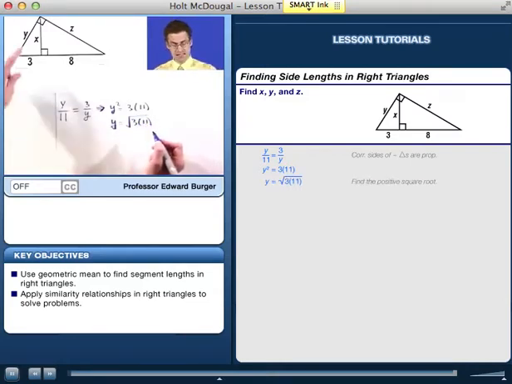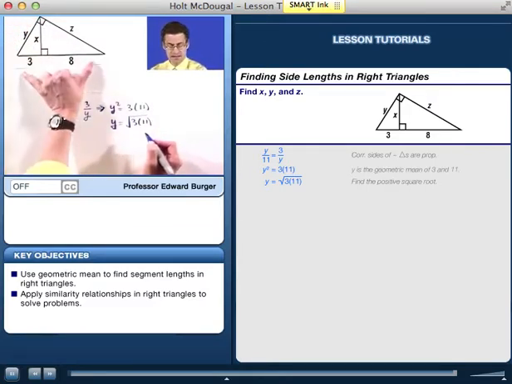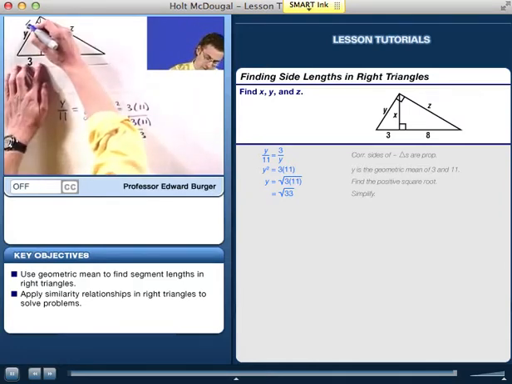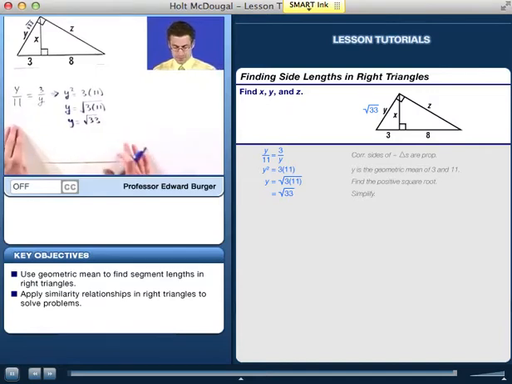And what do I see? I see that y, in fact, is the geometric mean of 3 and 11. Isn't that cool? And so we see that y equals the square root of 33. And so I just found out that this length here is the square root of 33. That's awesome. Okay, so let's now try to find the other sides.